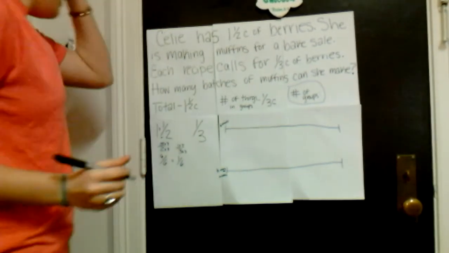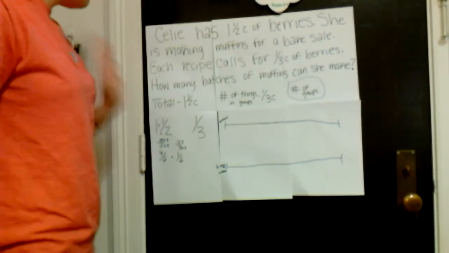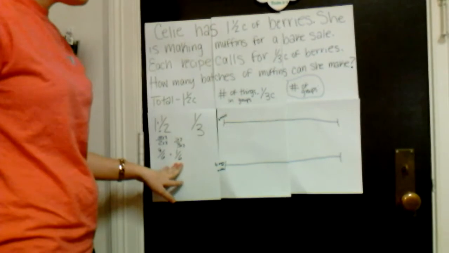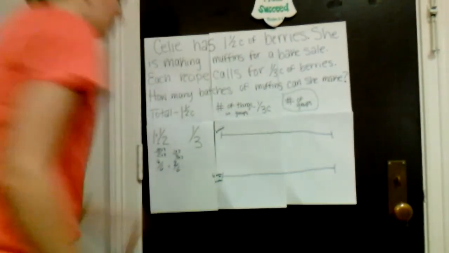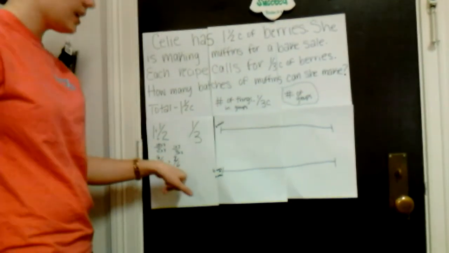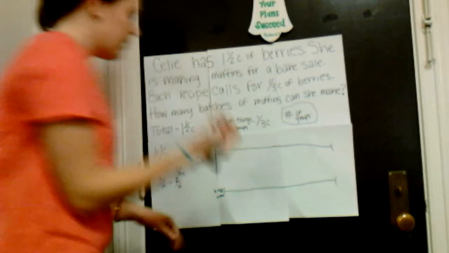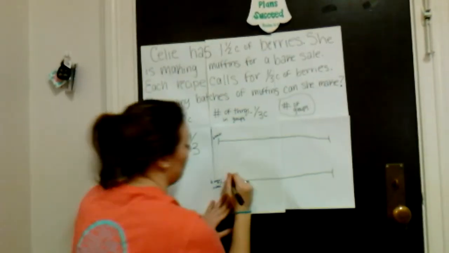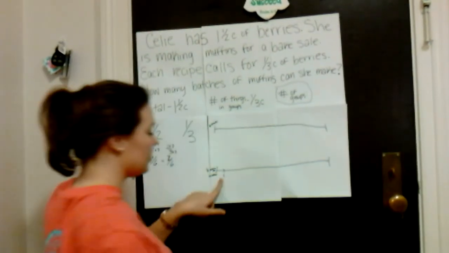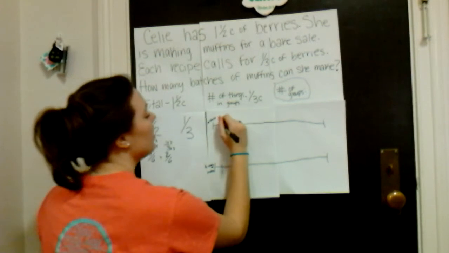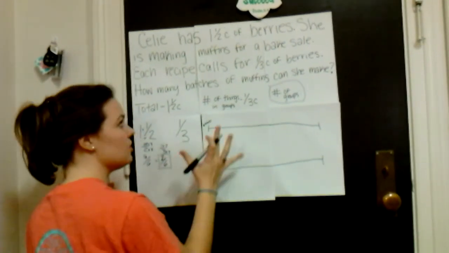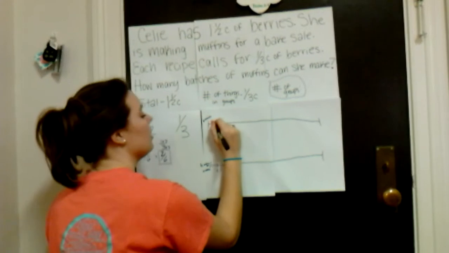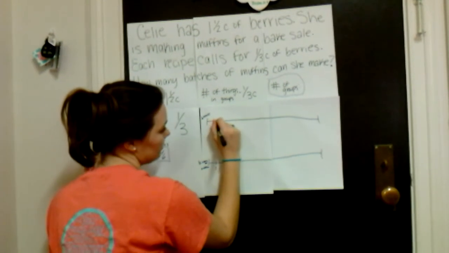So that means for one batch of muffins, you're going to have 2... no, this will be 2/6. So that means for one batch of muffins, you're going to have 2/6 of a cup of berries. So that means right here, we're going to put 1, because that stands for one batch of muffins. Then right here, since 2/6 is how much berries are in each batch, you're going to write 2/6.